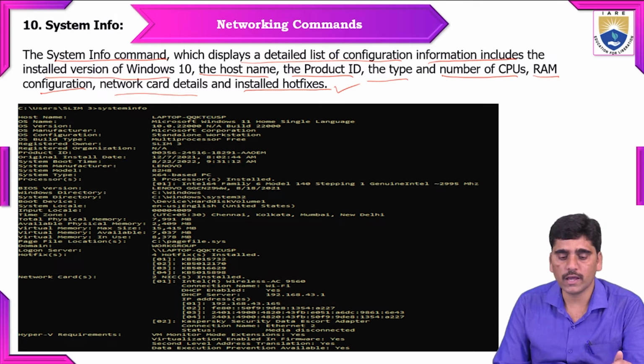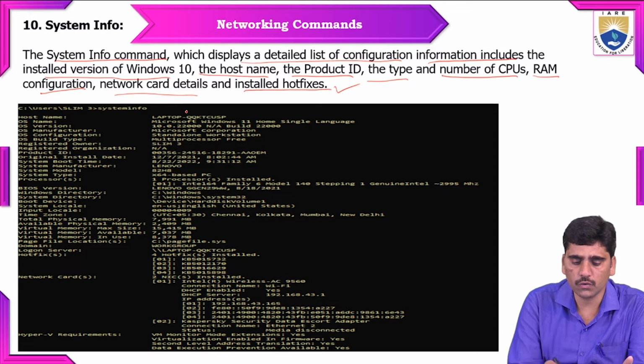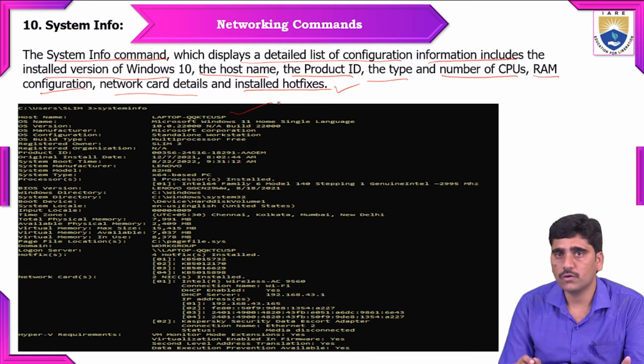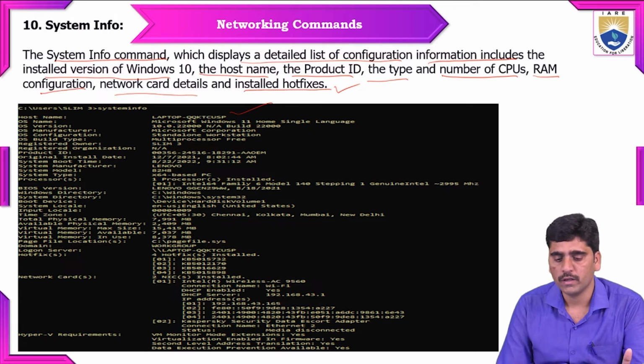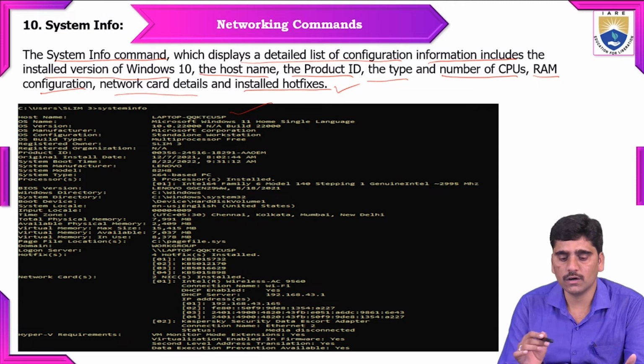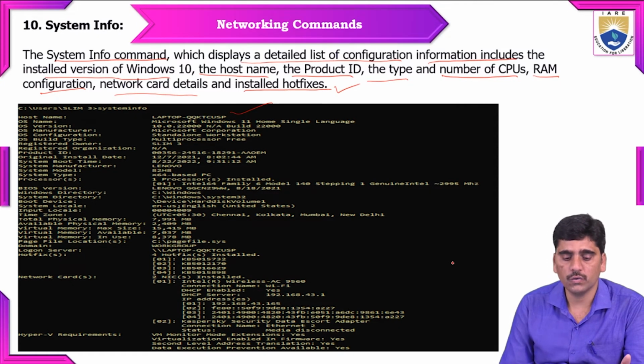So here, if you type systeminfo, it displays what? First one, host name, that is the host name or system name. The second one is the operating system name. So OS name, it displays Microsoft Windows 11 Home Single Language. And the next one, OS version. It displays OS version as 10.0, Windows version 10, build 22000. And next, OS manufacturer. Who is the manufacturer of this operating system? Microsoft Corporation.